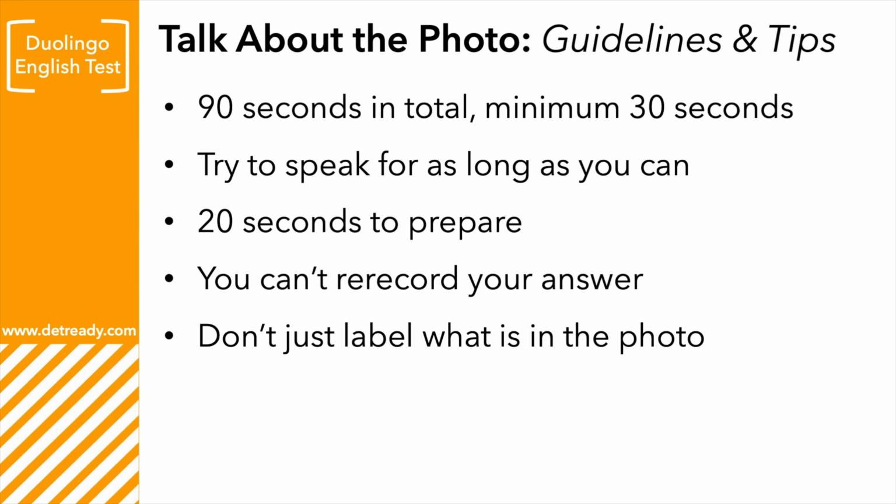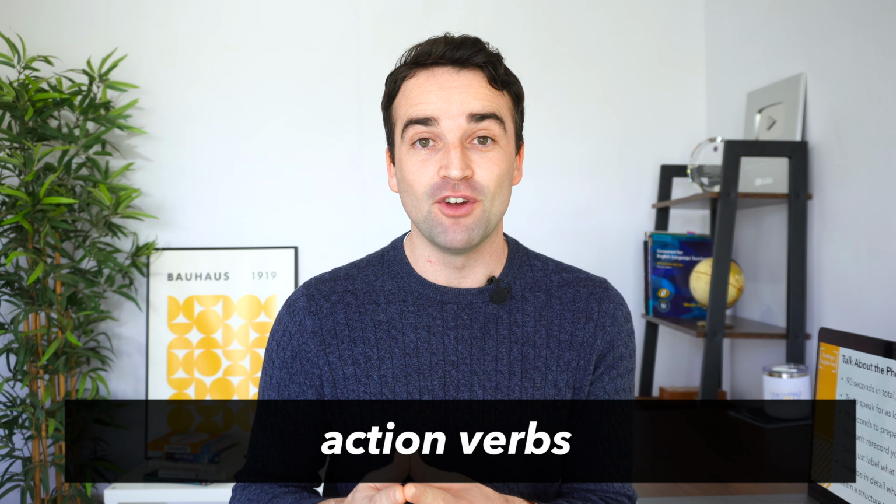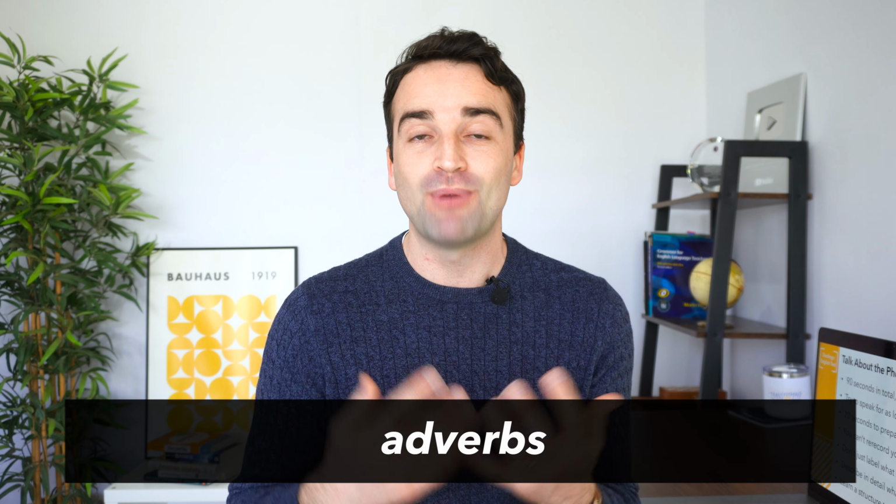Don't just say things like, I can see a man, there is a bench, there is a church. Rather, it's much better for you to describe in detail what is happening. When you're describing in detail, you want to use descriptive language. Think of things like action verbs, adjectives, adverbs, prepositions. All of these are descriptive language and they will help you to give a better answer.